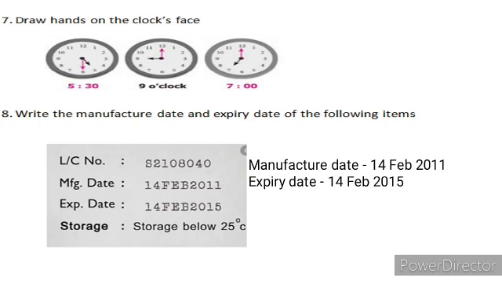Question number 8. Write the manufacture date and expiry date of the following items. So here they given the image. You should see the image and you should write the manufacture date and expiry date. So manufacture date 14 February 2011. Expiry date 14 February 2015.